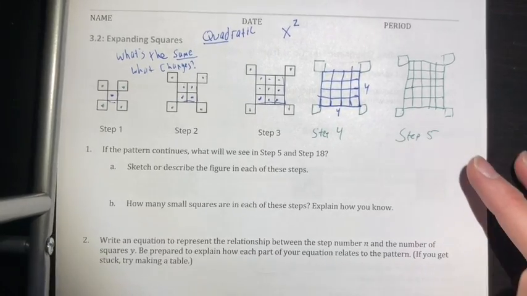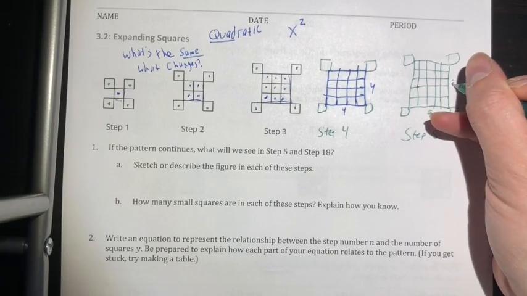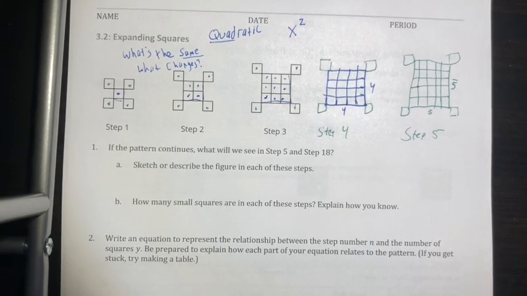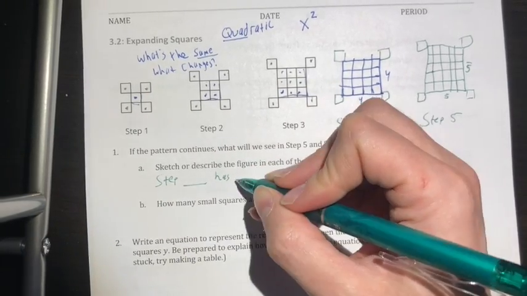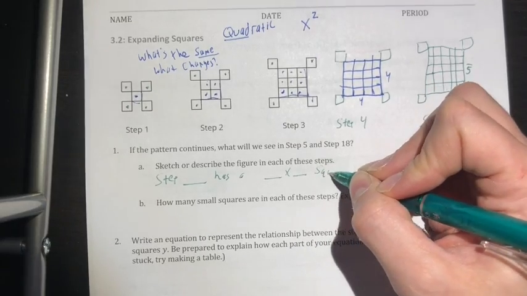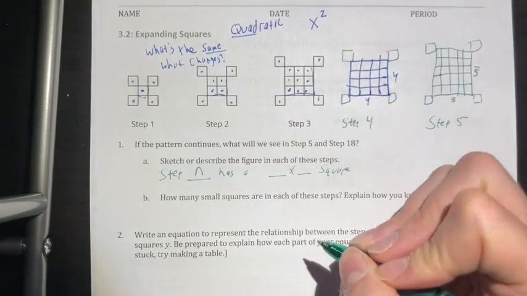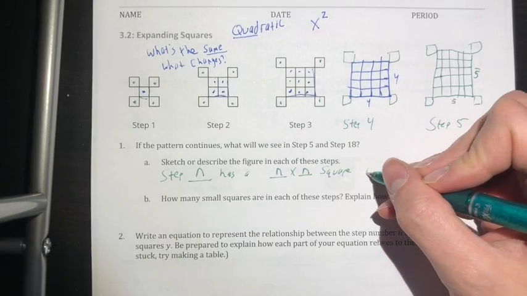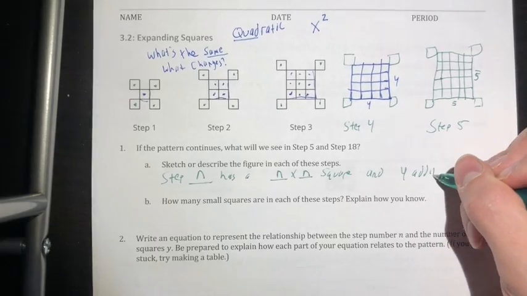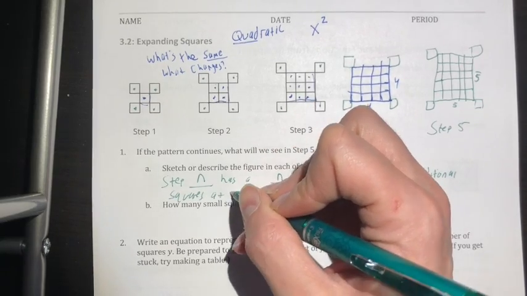So really, we have a pattern now. We have an x by x and a starting out 4. So sketch or describe the figure at each step. Step blank has a blank by blank square. And in the previous day, you guys got confused by the nth step. We can call it the nth step. Step n has an n by n square and 4 additional squares at the corner.